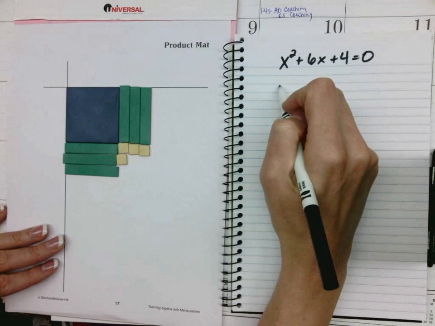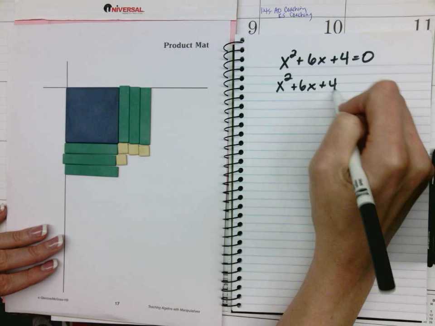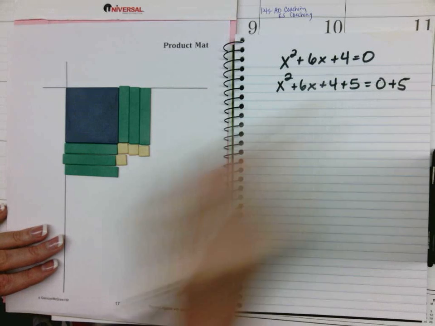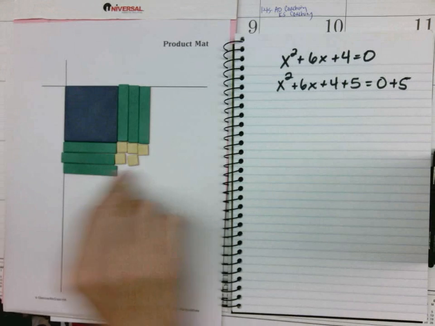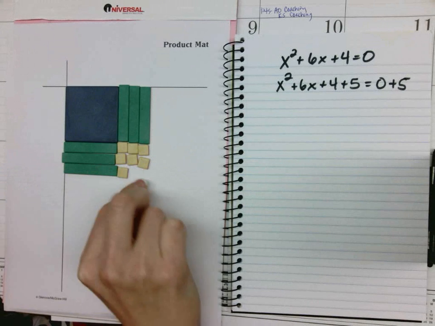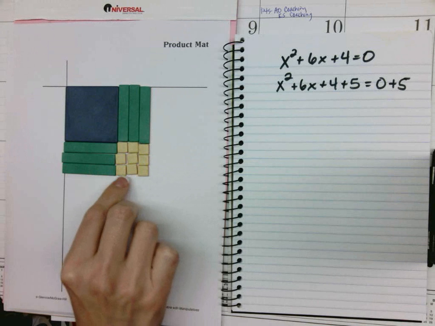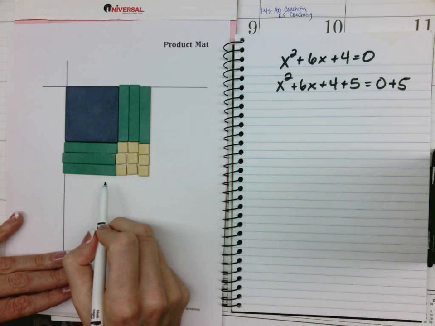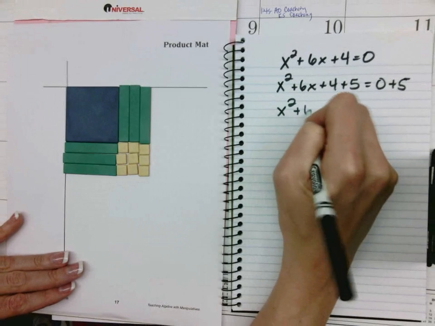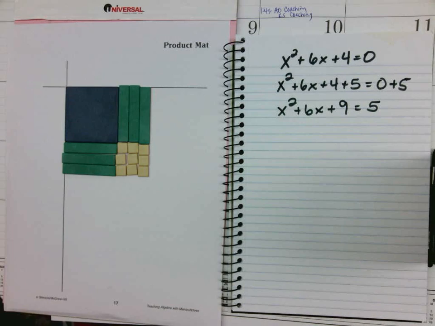So in this case, I am going to add 5 to both sides. And the reason I'm going to add 5 to both sides is because if I put 5 unit tiles down, those 9 unit tiles will actually complete my square. So that means I'm now going to have x squared plus 6x plus 9 is equal to 5.